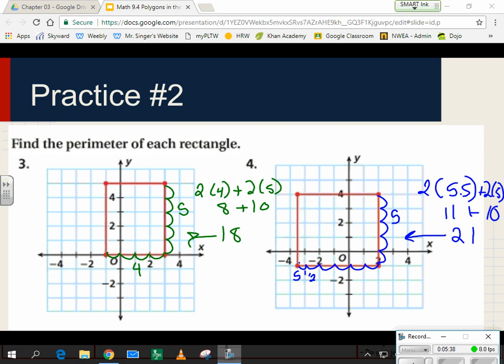All right, so hopefully number 4 didn't trick you up too much, but the width of that one was 5.5. So you had to add that extra half on there for each of those. So there's the formulas used showing my work. The perimeter for 3 is 18, and the perimeter for 4 is 21.